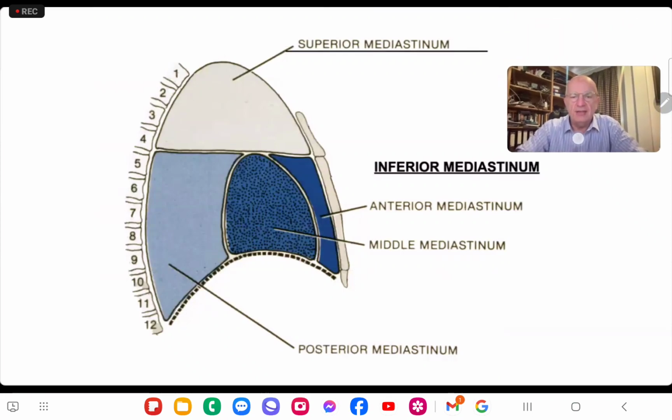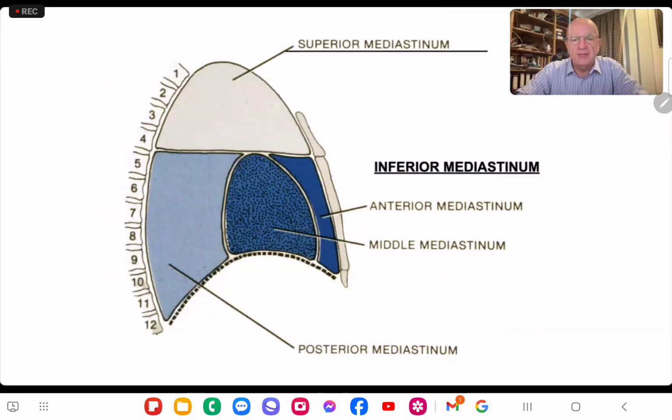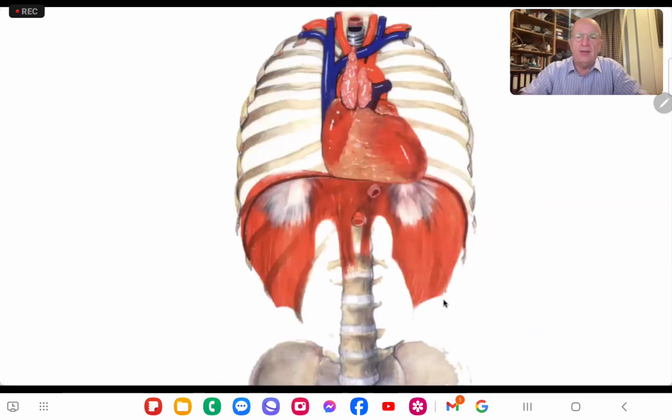So where's the heart then? And you should just know these words. The heart's in the middle mediastinum. If you think where is it on a side-to-side basis, then actually pretty much it's in the midline, isn't it? It's slightly to the left of the midline, but essentially a midline structure. So 2/3 of the heart in the left hemithorax, 1/3 in the right hemithorax.